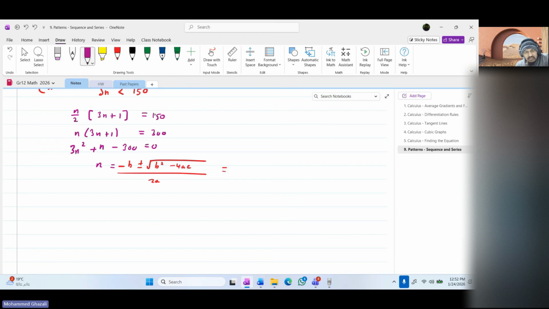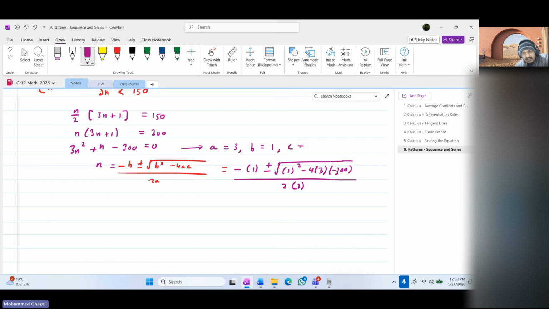So what you are substituting are these values here now. Minus b is 1, plus or minus the square root of 1 squared minus 4. A is 3 and C is negative 300. Divided by 2 times A. What's A? 3. Remember the values of A, B, C here. A is 3, B is 1, and C is negative 300. And that's what we are substituting.